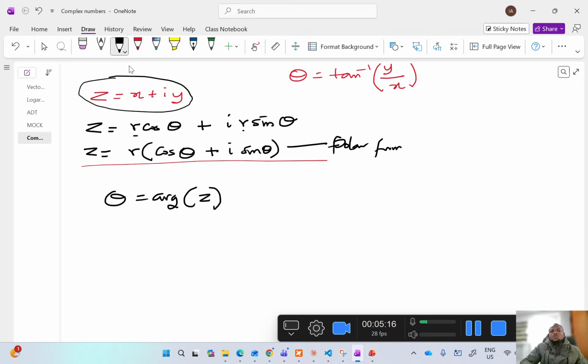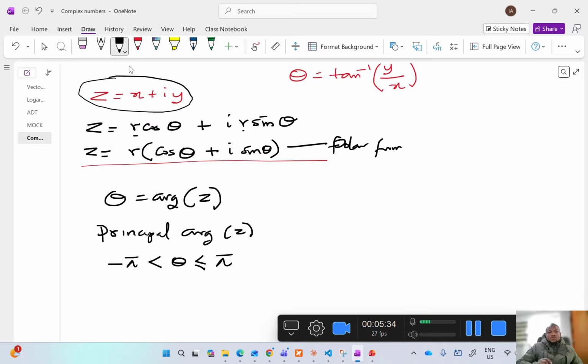But you may be asked to find the principal argument of z. The principal argument lies between minus pi less than theta less than or equal to pi. Don't worry if you don't understand this properly. Let's take a look at this. To get the principal argument of z, this is what you have to do.